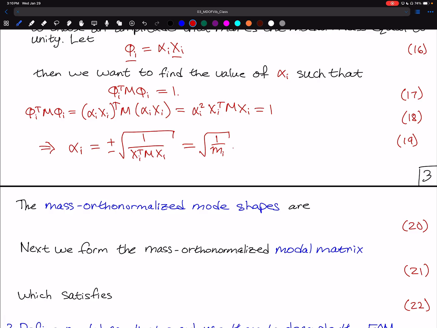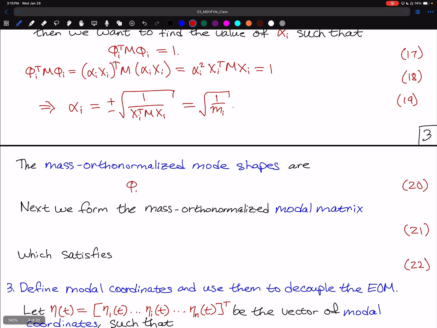All right, we're going to finish the next 3 lines, and then we're going to be done. So after computing alpha_i, we'll then know what this phi_i is, and it's just equal to alpha_i times Xi_i. From there, we're going to form what we call the mass orthonormalized modal matrix, or just the modal matrix. This is a capital Phi here, and it's now a matrix, equal to the collection of these mass orthonormalized mode shapes, where each column contains a single mode shape.